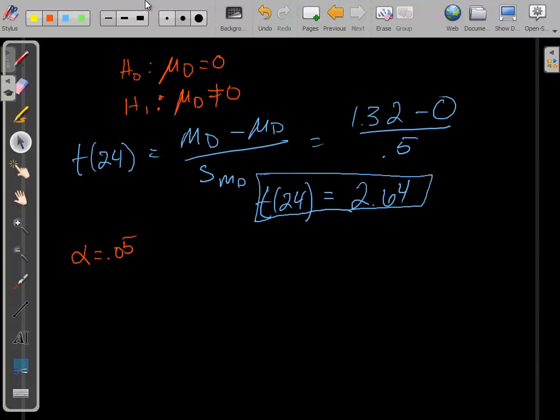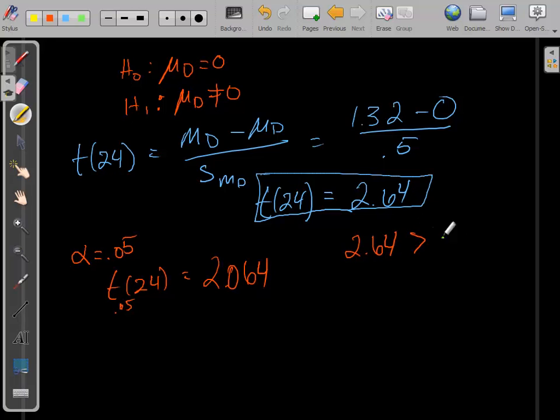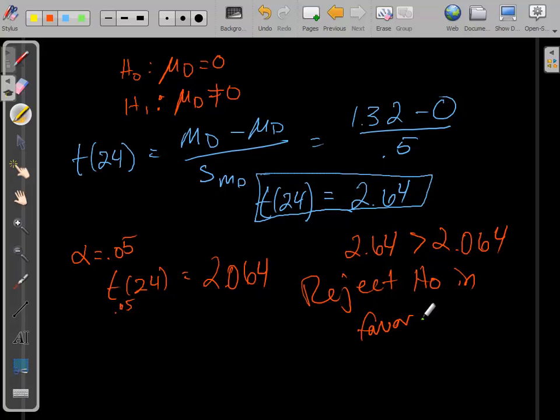So what I just said was the t for that alpha, t of 24 for alpha 0.05, is equal to 2.064. So our t is greater than that. 2.64 exceeds 2.064. So that tells us that we can reject H0 in favor of H1. And better yet, we can actually put a loose estimate on the p-value, since our test statistic landed in between, well, actually it was even better than that.